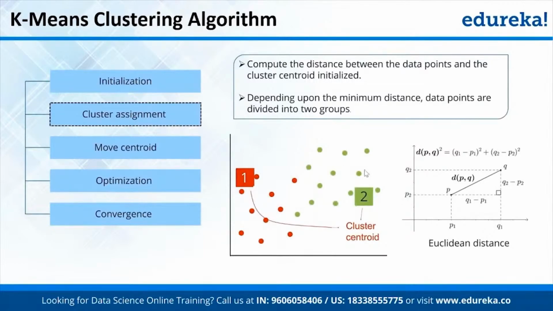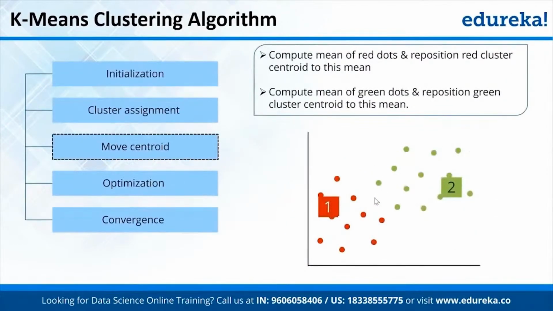Now after that, the points will move and then again a new centroid will be calculated, right? Then again you will calculate the distance of each point, and you'll be saying that, okay, these points are the nearest to this centroid and these points are the nearest to this centroid. This will keep on happening in the iterations.